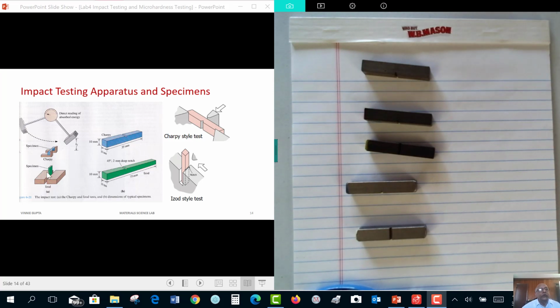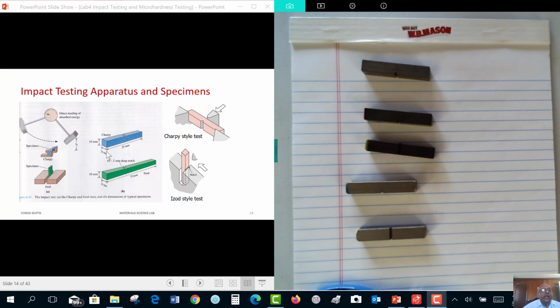As I said, we have two kinds of tests, Izod and Charpy. They are done in the same machine. Now in the video you saw that our hammer swings from right to left. Here in this diagram, it is swinging from left to right. Therefore our directions, notch directions and swing directions would be just the opposite.